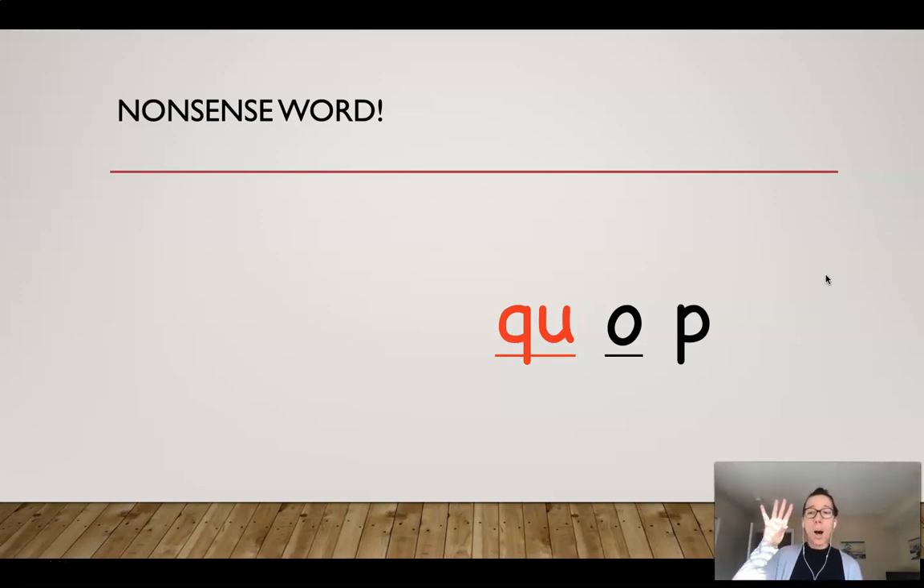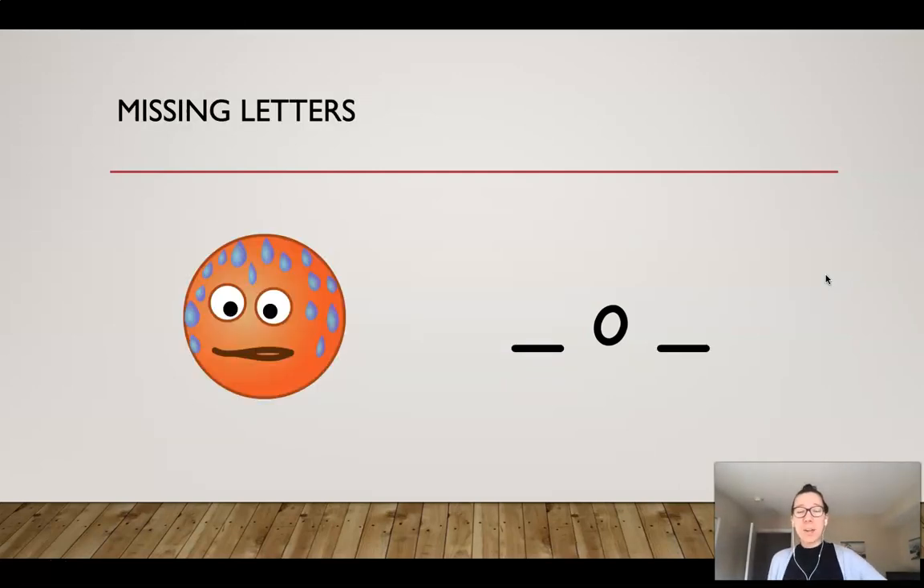Qu, a, p. What nonsense word am I making with those sounds? Qu, a, p. Quap. Very good. Now there's no such thing as a quap, but it's a wonderful chance for us to blend. We are almost finished, friends.